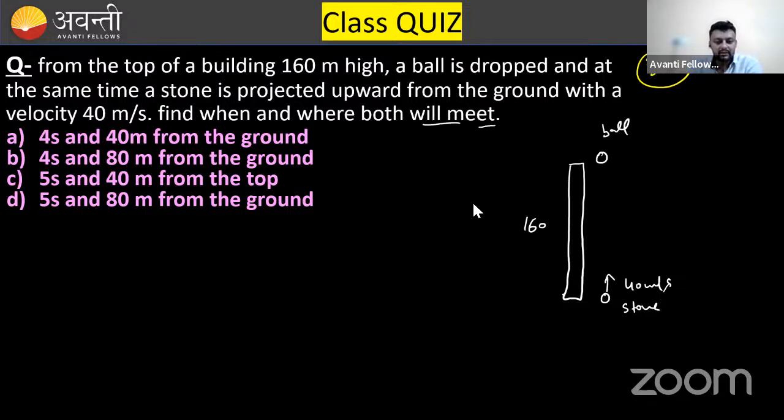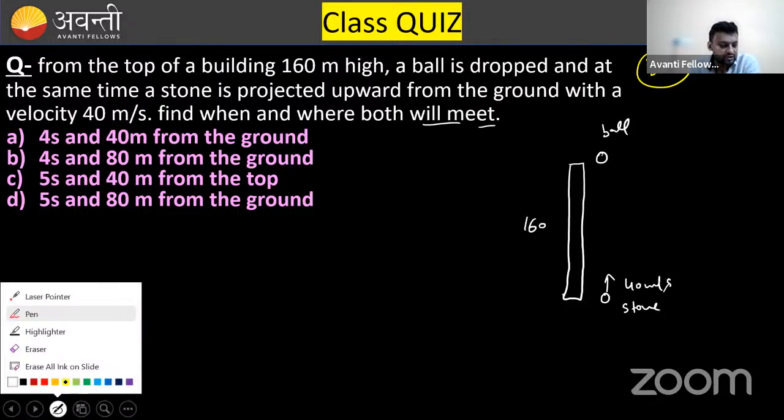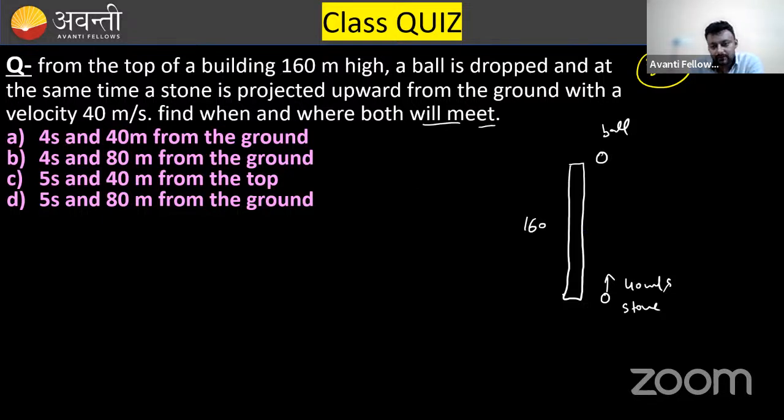So this is a very simple fundamental question. For that, I am just assuming one thing. Let's suppose they will meet at this point. In time t, they will meet and at a distance x from the ground. Because most of the options are from the ground, that's why I am taking the distance x from the ground. If most of the options were from the top, then I would take the distance x from the top. So after time t, they will meet here.